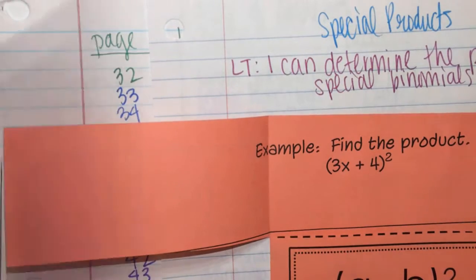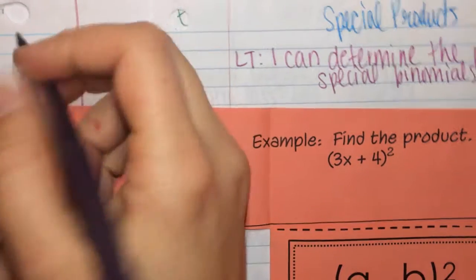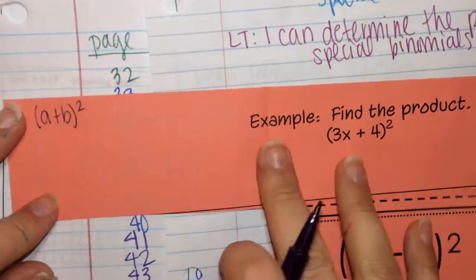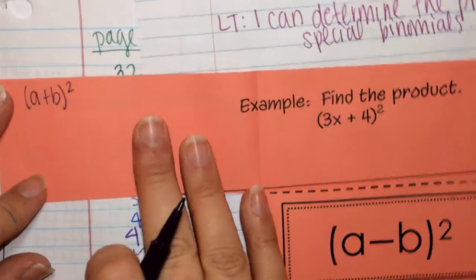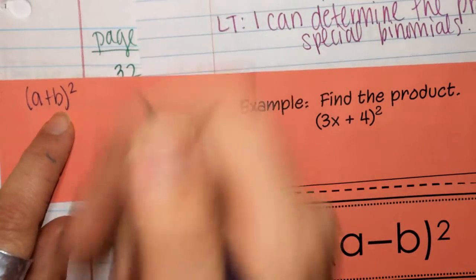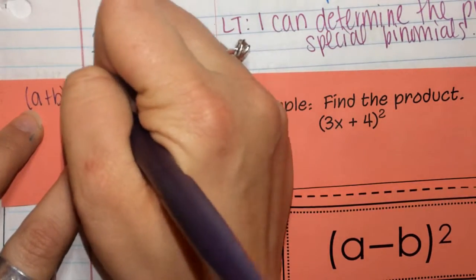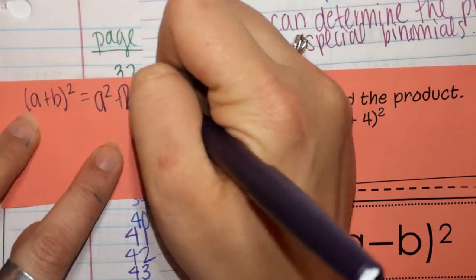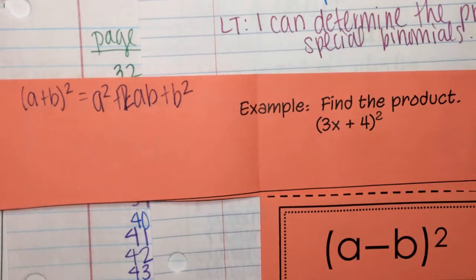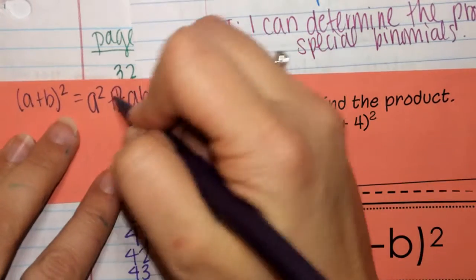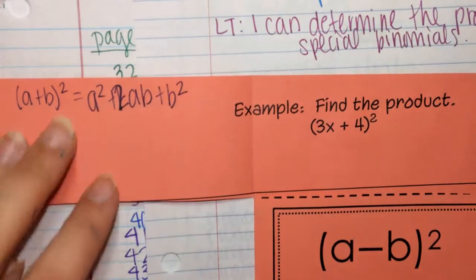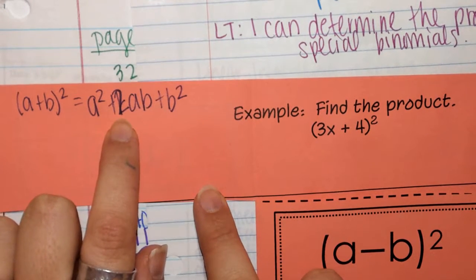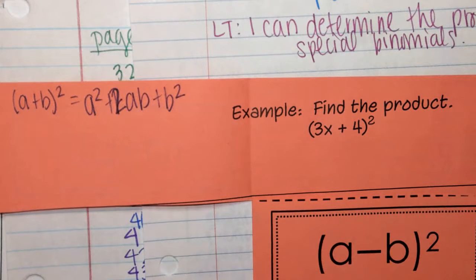Now, you can only do this when you have A plus B quantity squared. This is the only time that these steps work. If it looks like this, you're going to end up with A squared plus 2AB plus B squared. We're going to talk about how to get those steps, so don't freak out. That says A squared plus 2AB plus B squared.